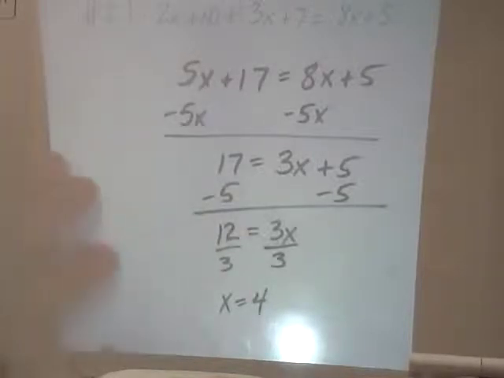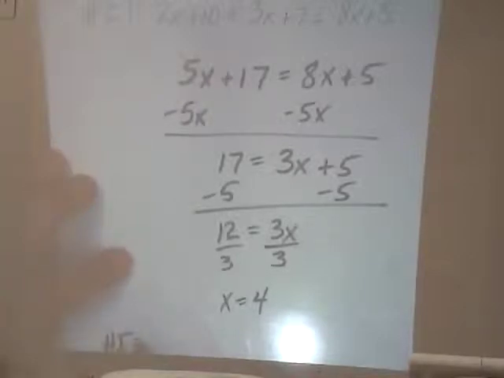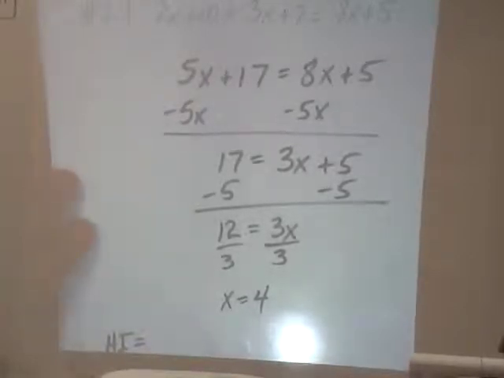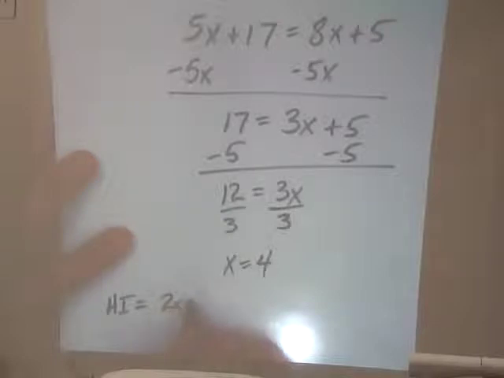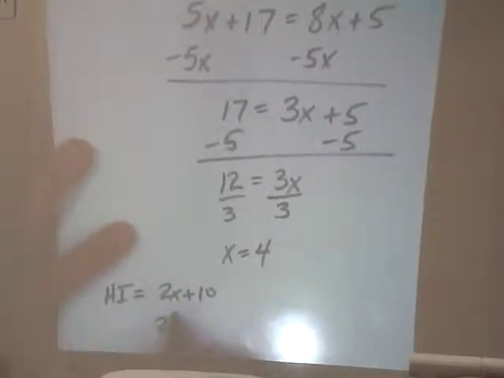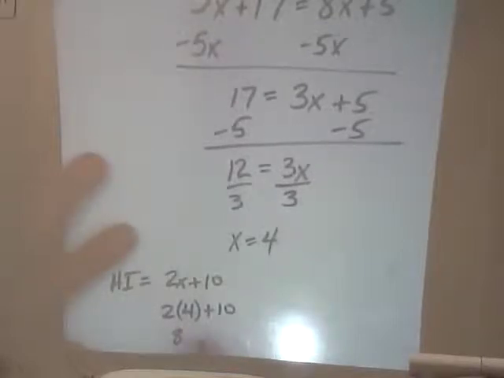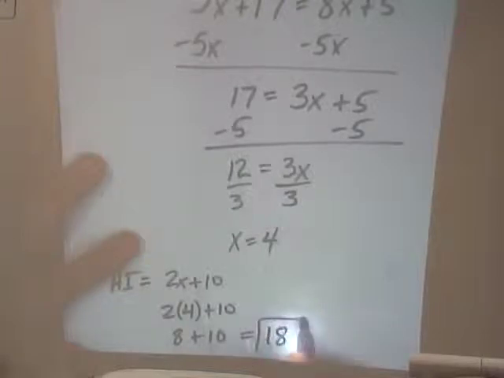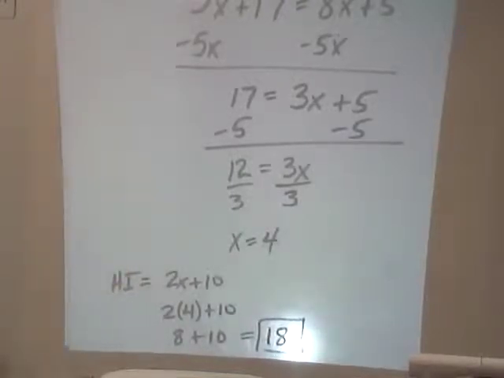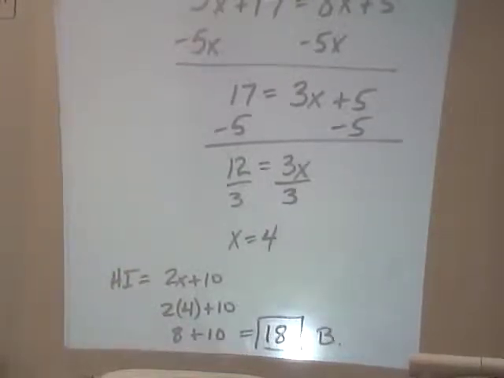So we know that HI is equal to 2x plus 10. So that'll be 2 times 4 plus 10. So that'll be 8 plus 10. So that's 18, which is B. Questions? Good? All right, number 3.